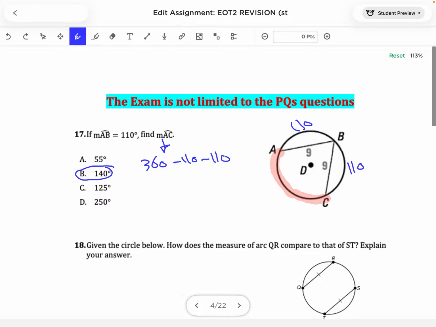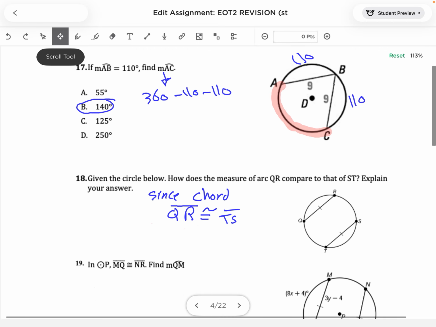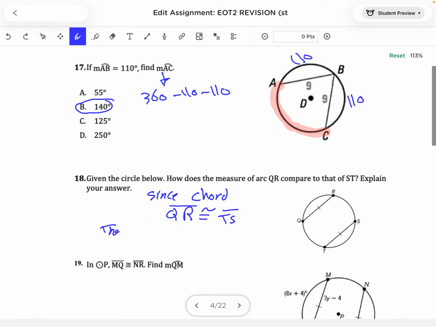How does the measure of arc QR compare to ST? Explain. Since the chord QR is congruent to the chord TS, then the arcs are congruent as well. That's it, nothing more. Next.